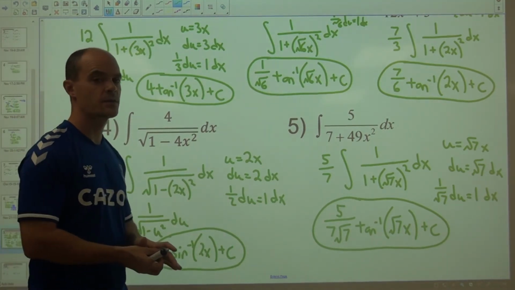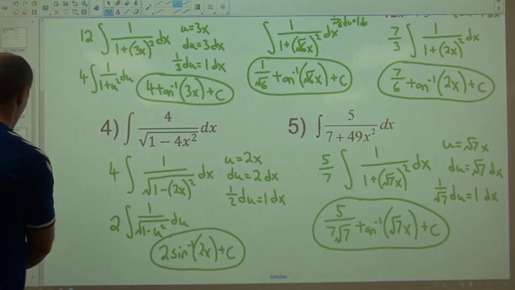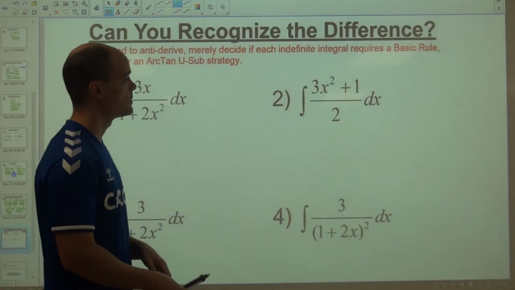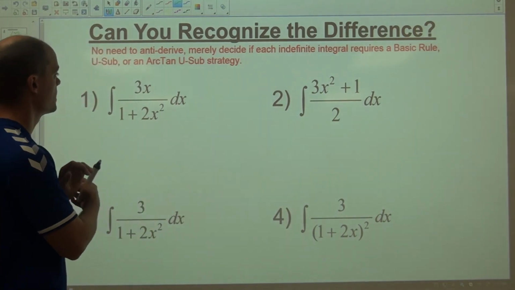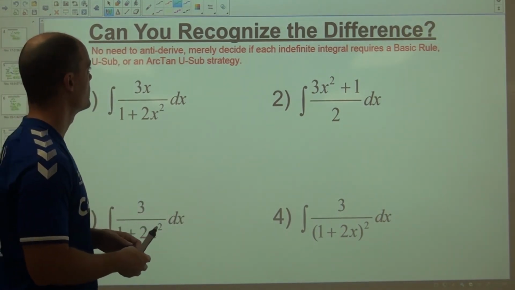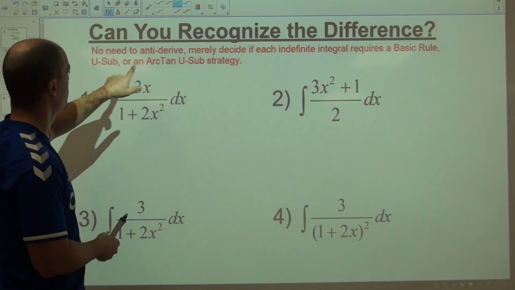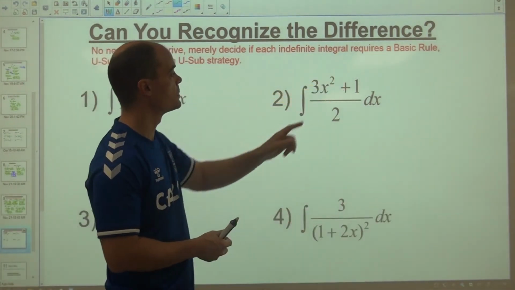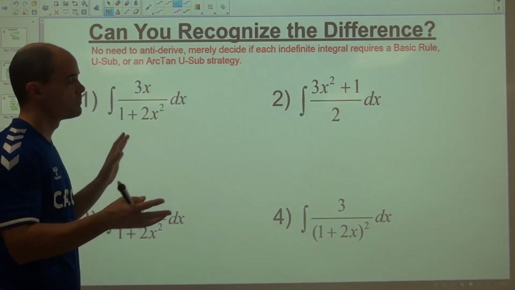So just for extra practice, what I did is I threw these on the video also. Again, I tried to make these look like they were all the same, so that it would be very, very difficult trying to mix in these ArcTans with the U-subs, with the basic rules. You can skip them and not do any of them. You can do all of them.